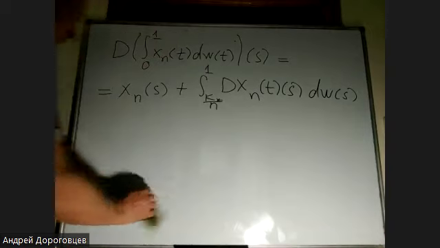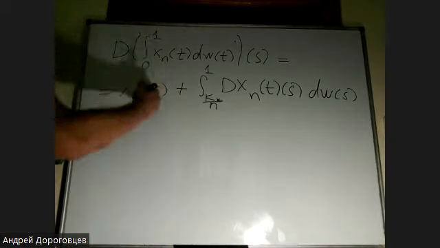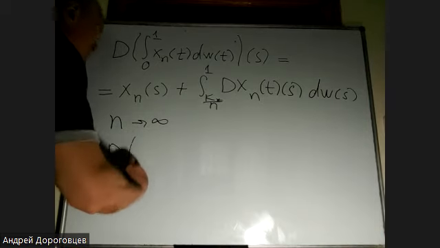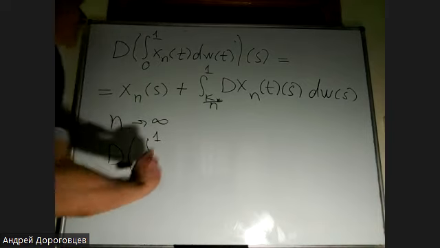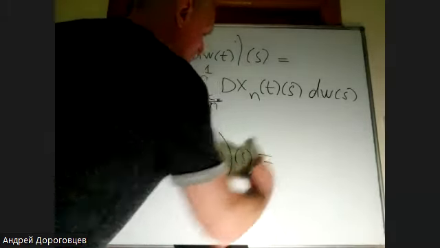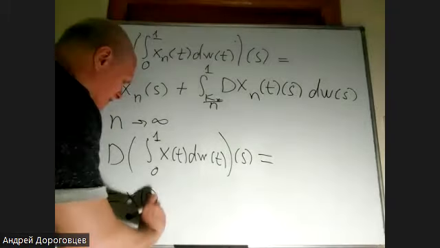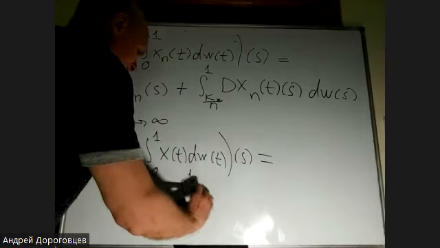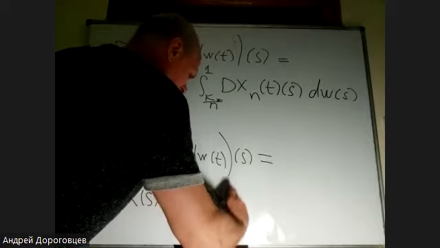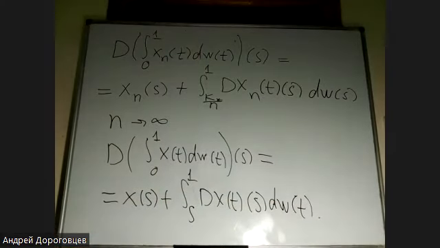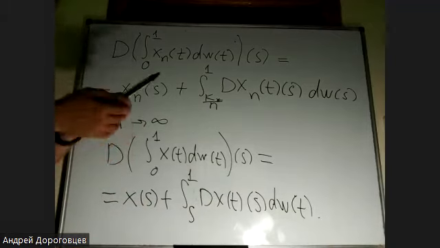You have to check everything is okay with the convergence in square mean. Passing to the limit when n goes to infinity, we will get the following form: the stochastic derivative of the integral from 0 to 1 of x_t dW_t at s is equal to x of s plus the integral from s to 1 of dx_t(s) dW_t. This is the final formula.